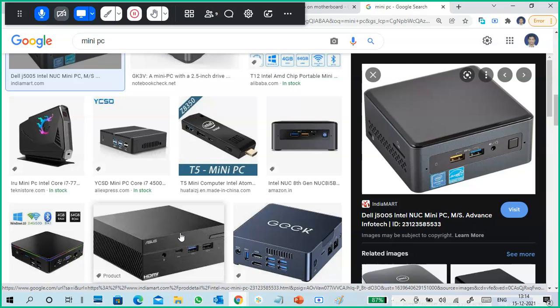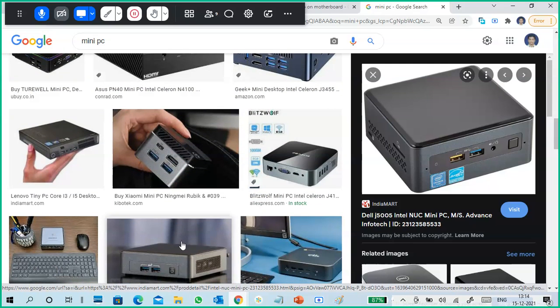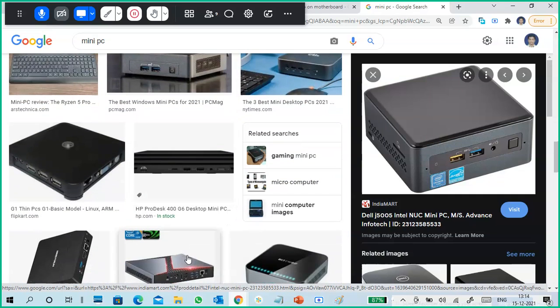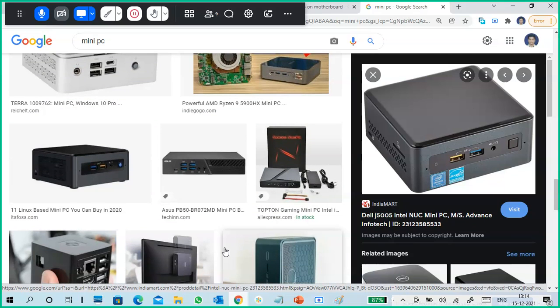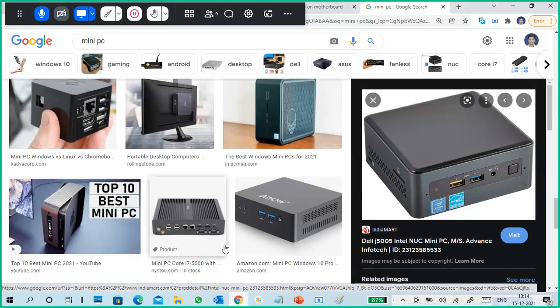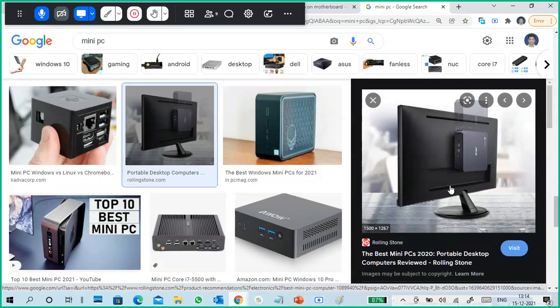Usually mini PCs do not come with RAM and storage; that is based on us. Some come with RAM and storage, some won't. So you can put in your RAM, but you have to open the cabinet, insert the RAM, and insert the SSD or a laptop type of hard disk. Then you can simply attach it to the backside of your monitor.